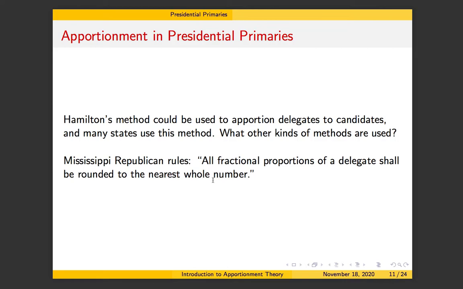Sometimes you get too many delegates handed out. Sometimes you get too few delegates handed out if you do that. So this is not a complete method here. This is an incomplete method, but it's what their rules say. So if they run into a situation like what we've seen, where rounding doesn't work out for you, who knows what they do? They don't say. Presumably they just kind of hash it out in a committee meeting or something.